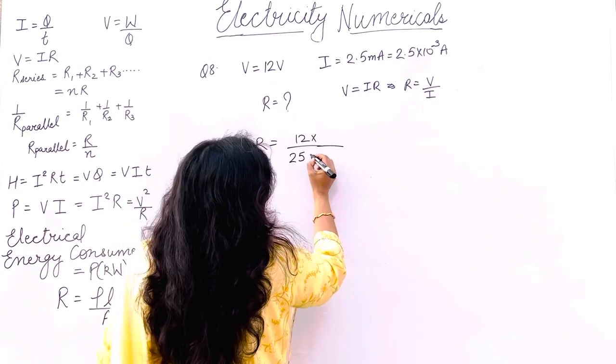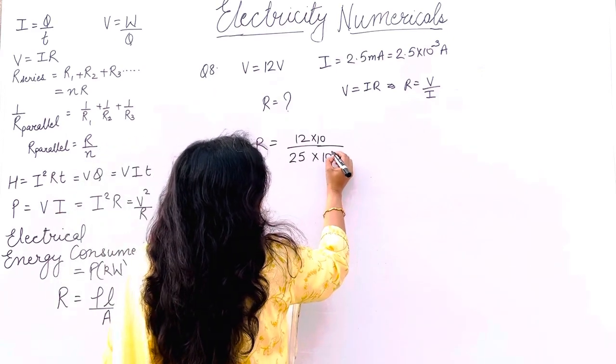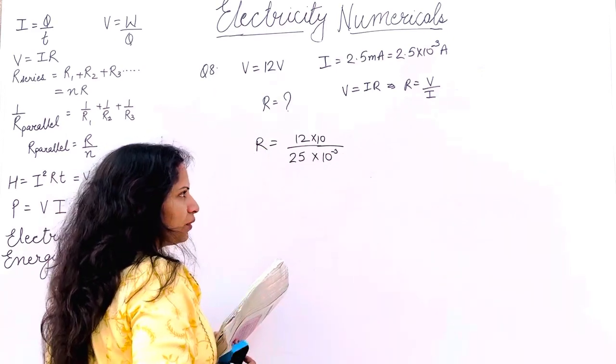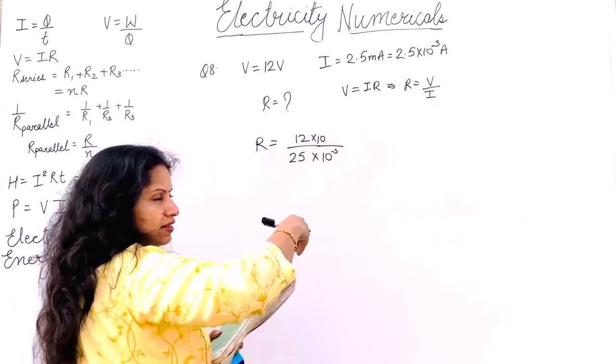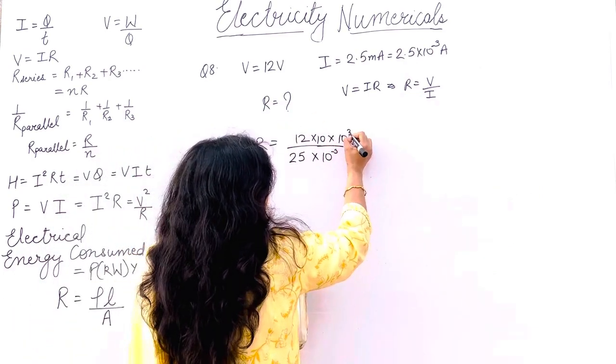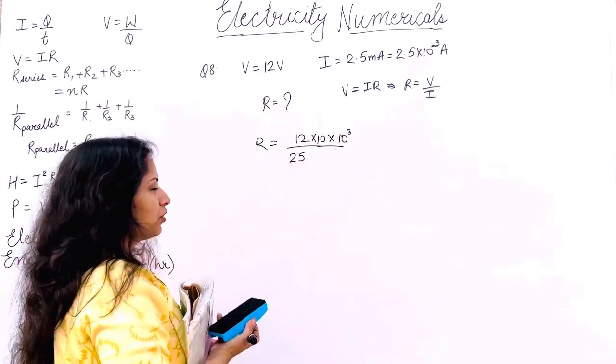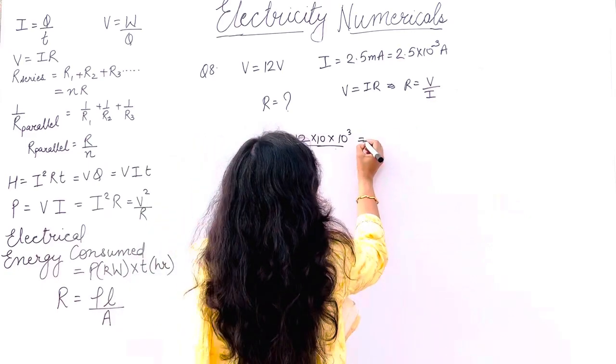2.5 could be written as 25 divided by 10, into 10 to the power minus 3. So when this 10 to the power minus 3 goes up as a numerator, it will become 10 to the power 3. So we are raising it up from here. Now it's very easy calculations.